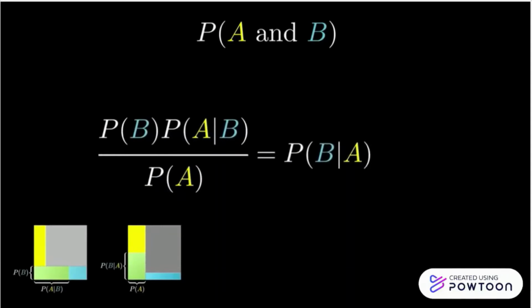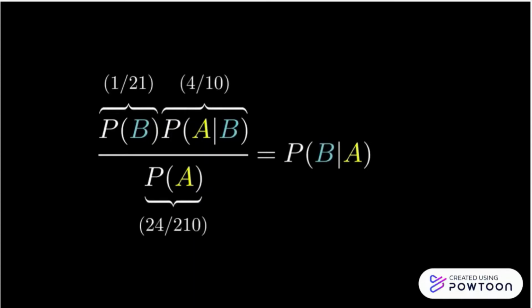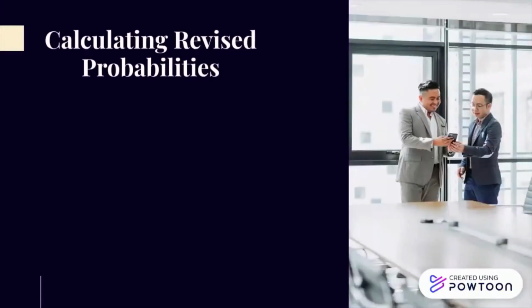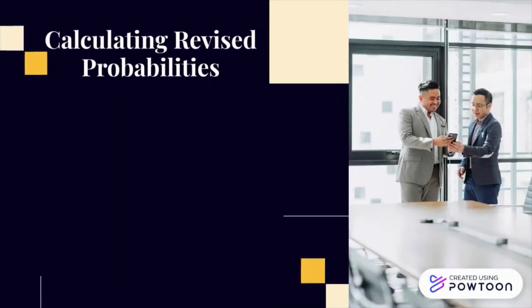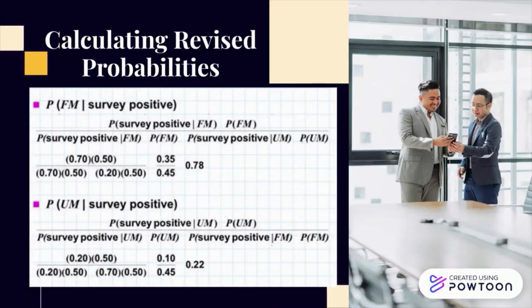When we put numbers into it, say, given a number of pieces of evidence against a number of hypotheses, it becomes a powerful tool. In calculating the probabilities using Bayes' theorem, let A represent the favorable market and B represent a positive survey. If we supply the given data into the formula, the favorable market where the survey results are positive is 0.78, and the unfavorable market where survey results are positive is 0.22.